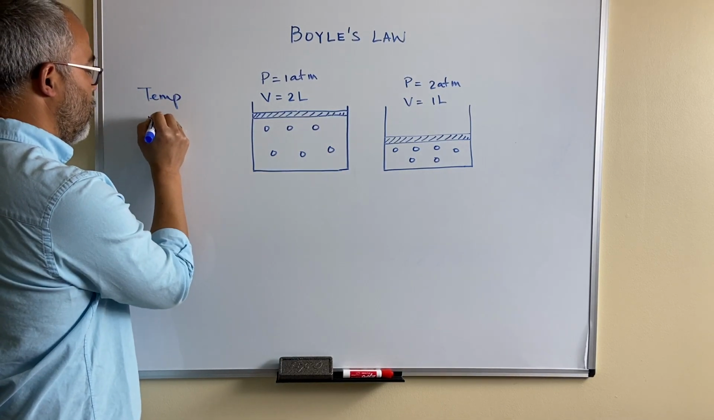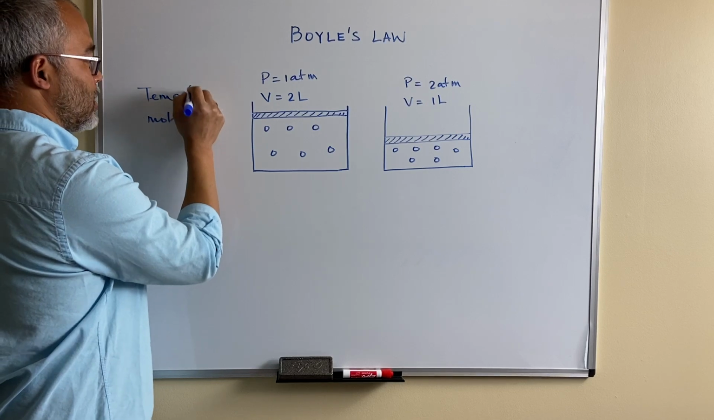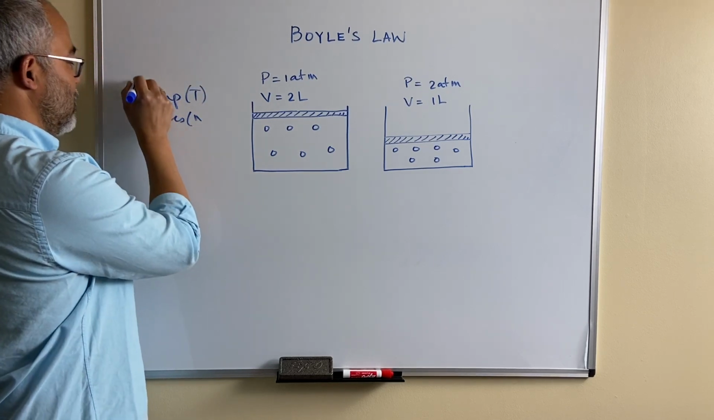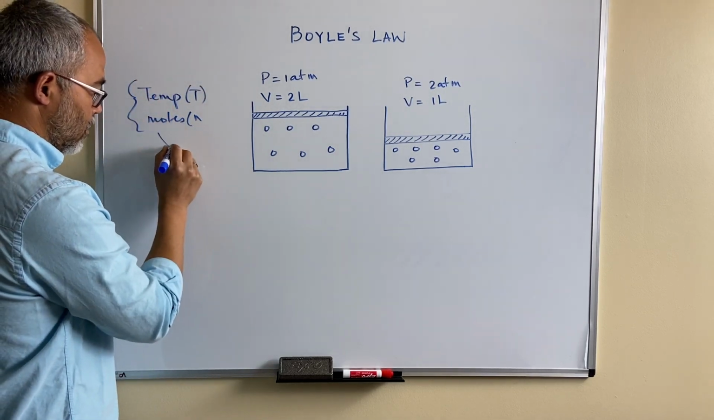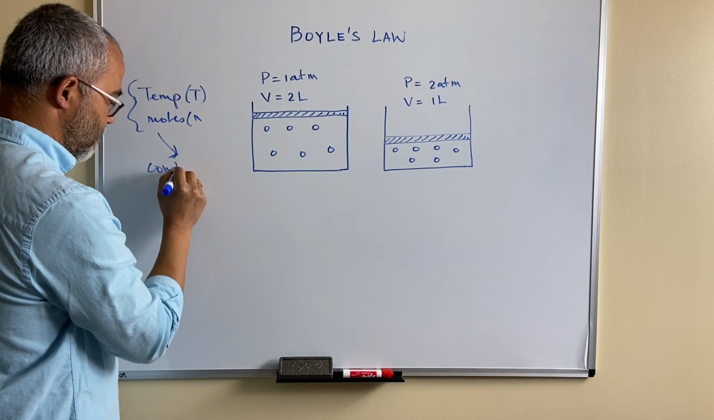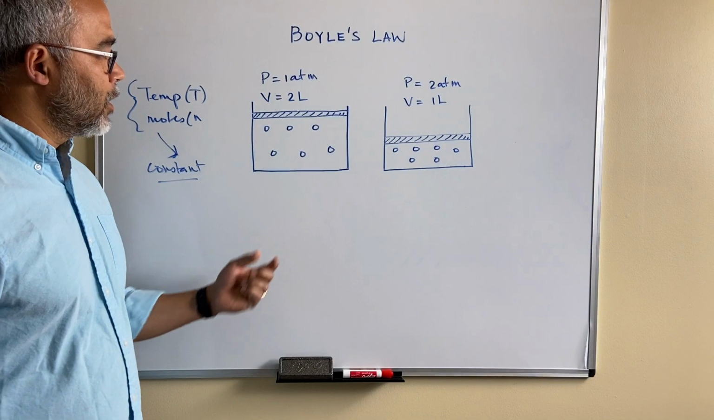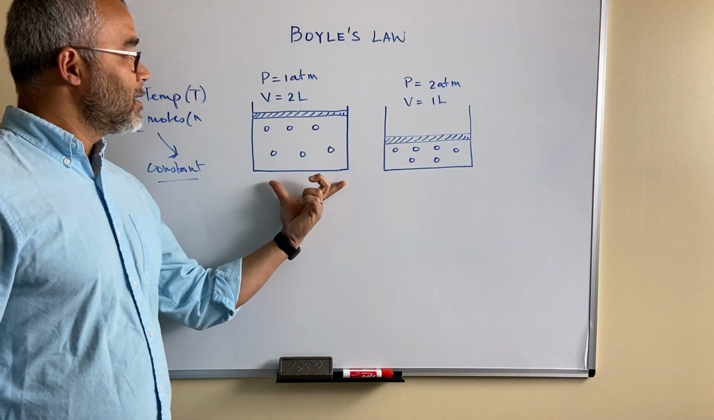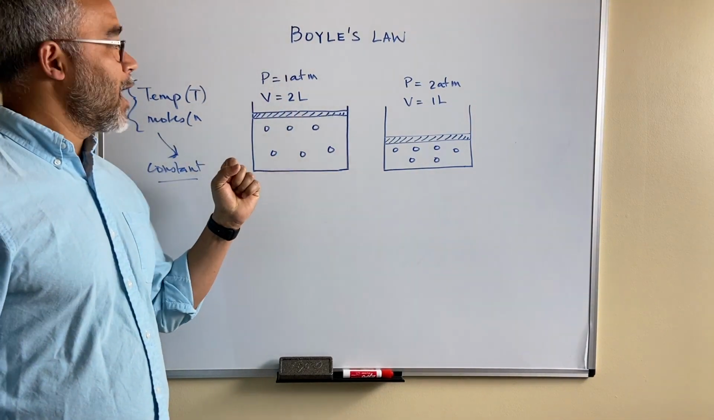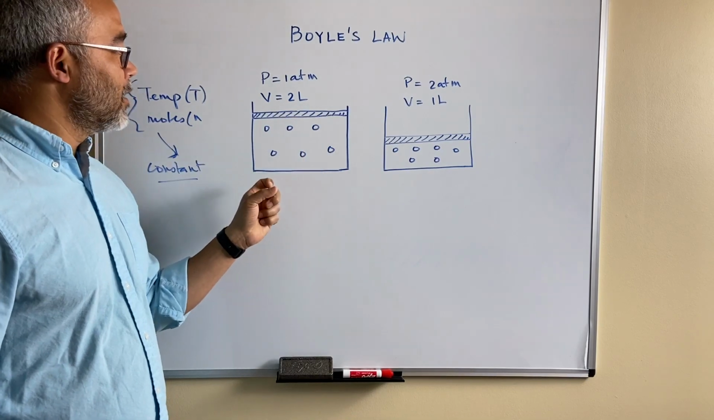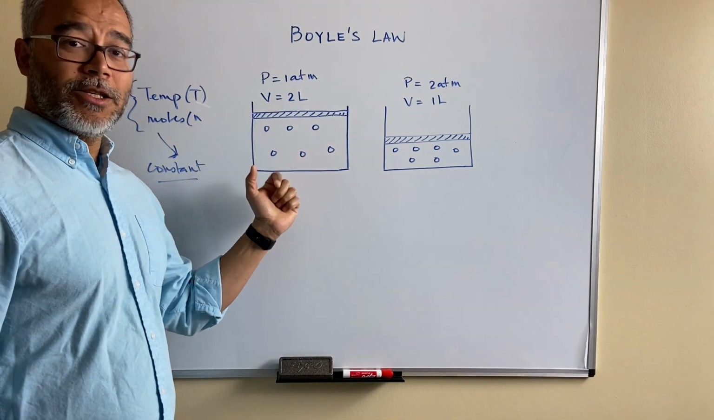Temperature and moles, we're going to call the temperature T and the moles N. These two are constant. Now take a look at this diagram out here. You have a container which is sitting at a pressure of 1 atmosphere. You have a gas enclosed in this container. The volume of this gas is 2 liters.